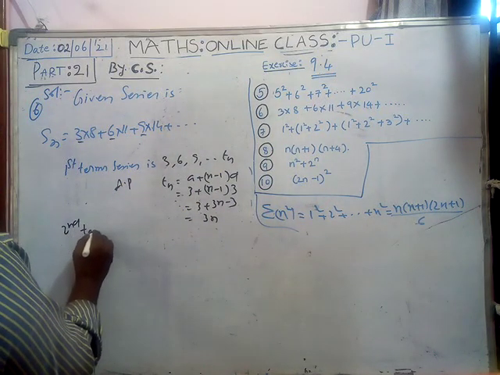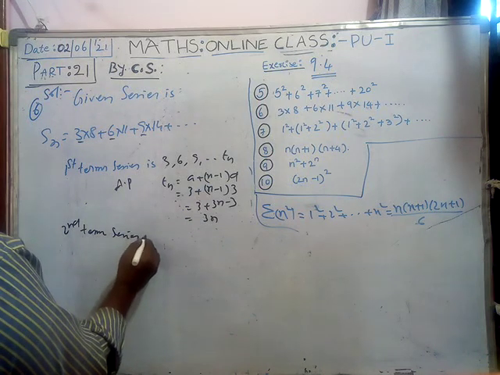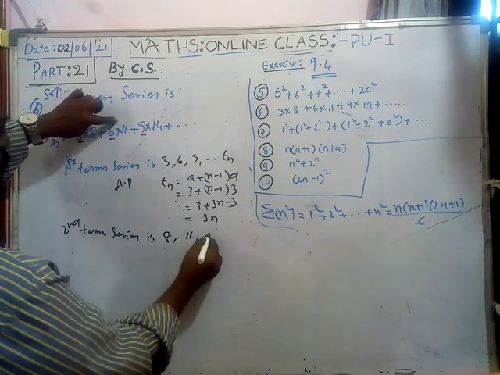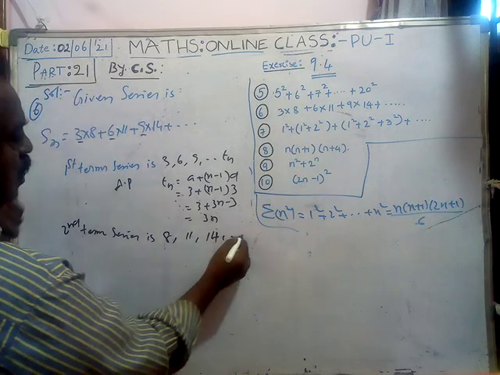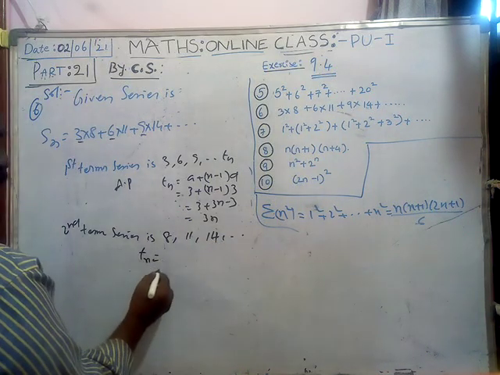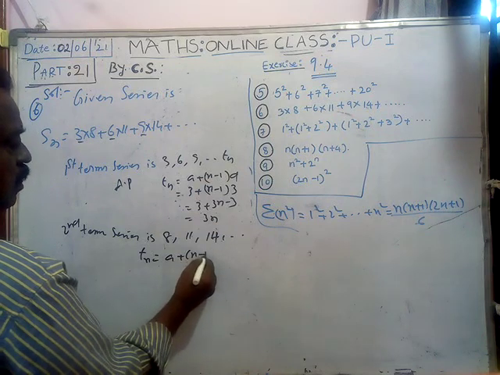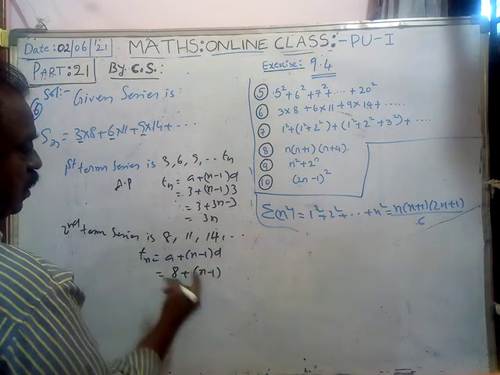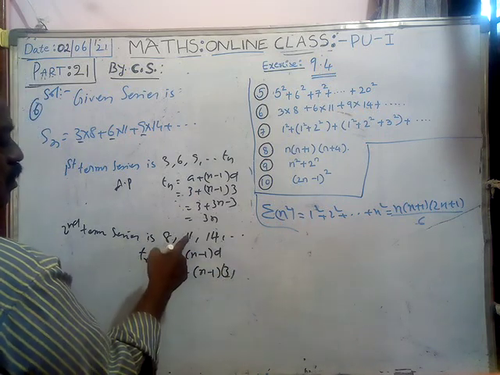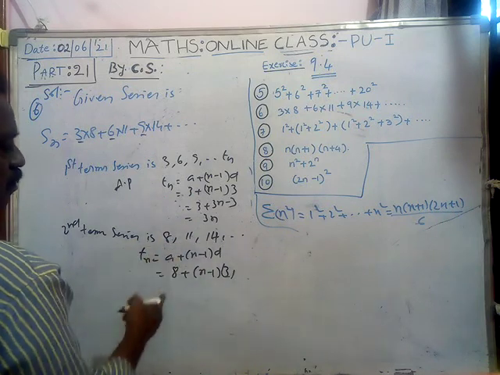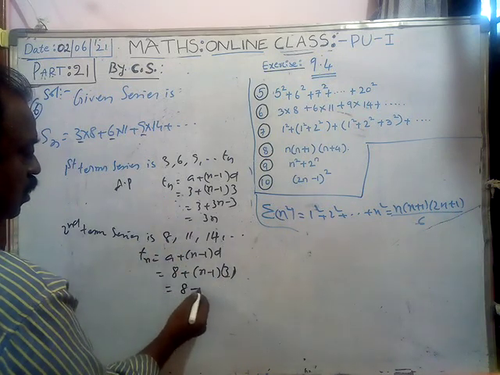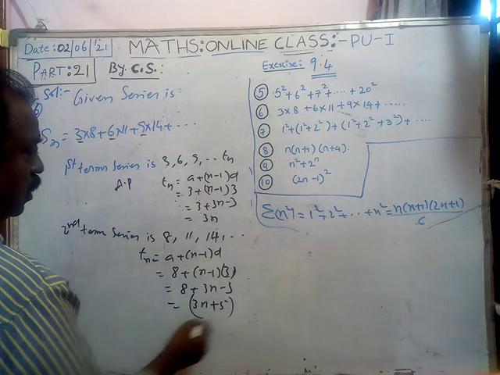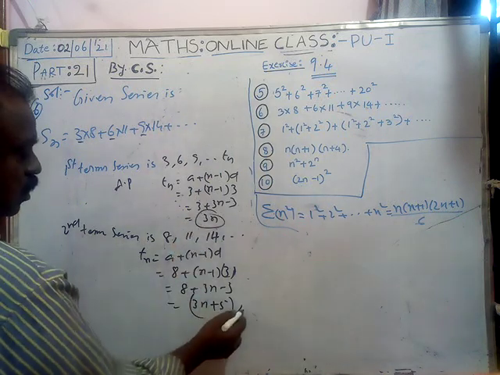And the second term's series is 8 comma 11 comma 14 and going on. Here also Tn is equal to a plus n minus 1 into d. A is 8 plus n minus 1 into d, where d is 11 minus 8, which is 3. Here also 11 plus 3 is 14, 8 plus 3 is 11, like that. So here also 8 plus 3n minus 3, which is 3n plus 5. Okay?